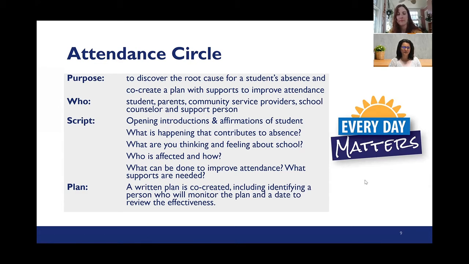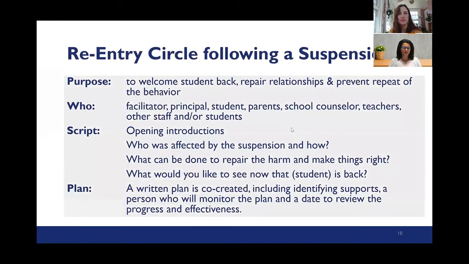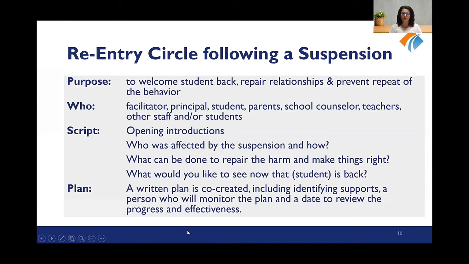The next example of a tier 2 circle that we'll share has to do with re-entry following a suspension. When a student's been suspended out of school, it's stigmatizing, and often they come back very ill at ease. This process helps to re-engage the student positively and make them feel welcomed back, but also gives time and attention to the relationships that were possibly harmed, and some focus on how to prevent repeating the behavior.